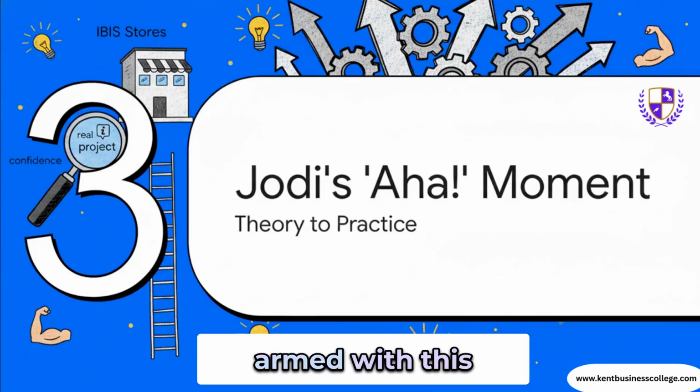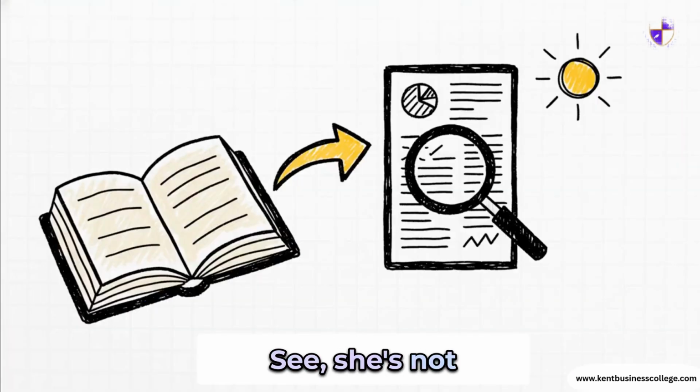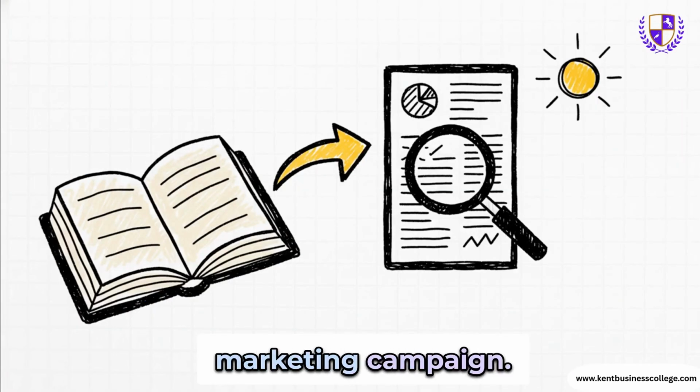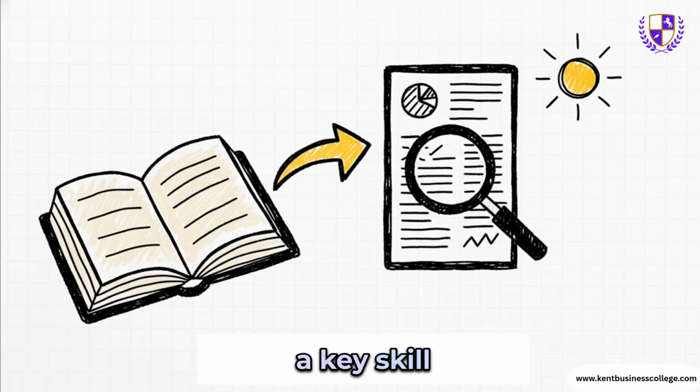Okay, so Jody's armed with this newfound clarity, she's ready to go. So she turns her attention to a real, live project at iBuy Stores, and this is where the theory gets real. See, she's not just reading about it anymore. She's looking at an actual resource plan for a new marketing campaign. And that's such a key skill for an APM, being able to take these concepts and see how they play out in a real project.